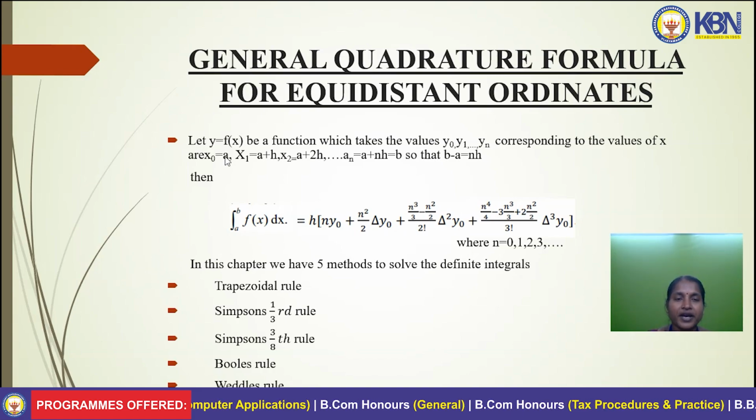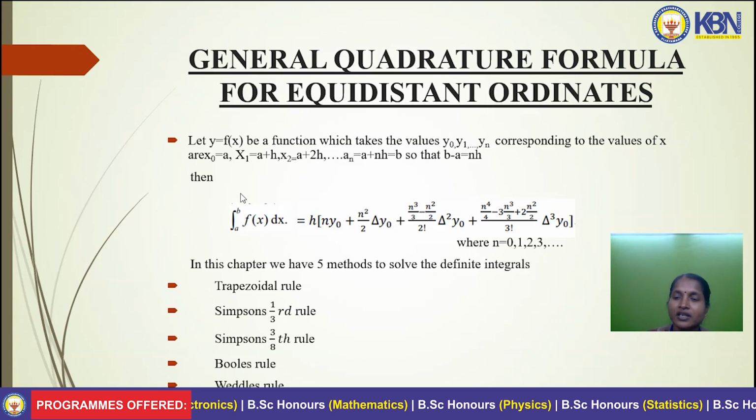First we define that y is equal to f of x be a function which takes the values y0, y1, y2 and so on yn, corresponding to the values of x: x0 is equal to a, x1 is equal to a plus h, x2 is equal to a plus 2h, and so on, xn is equal to a plus nh. The starting value we treat as a and the last value we treat as b, so that h is equal to b minus a, that is nh.